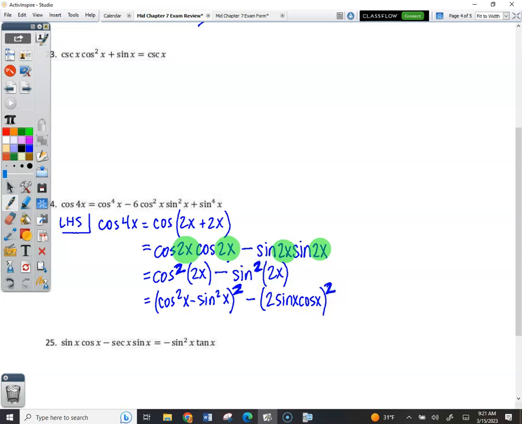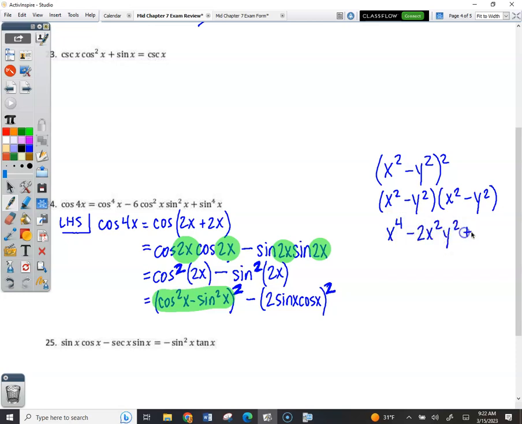Now you have to multiply that out. You have to be careful. That is a binomial times a binomial right here. I would recommend multiplying that out with just letters so you don't mess up. Maybe come over here and say to yourself, so that's x squared minus y squared, and I'm squaring that. So that's multiplying it by itself twice. First, outer, inner, last. So x to the 4th minus 2x squared y squared plus y to the 4th.